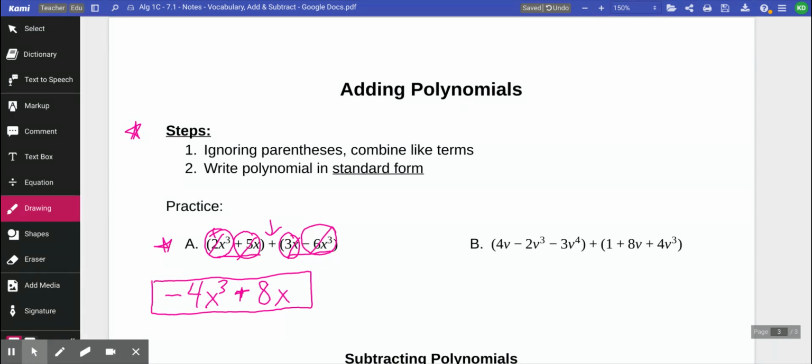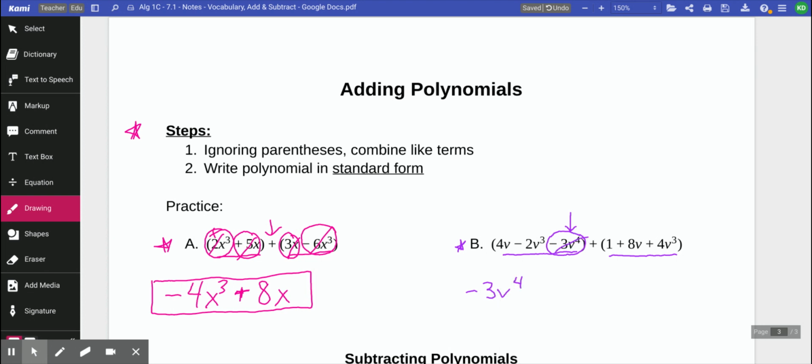Okay, let's look at our next one. Same idea. 4v minus 2v to the third minus 3v to the fourth. That's all my first polynomial. Plus 1 plus 8v plus 4v to the third. That's my second polynomial. So again, let's find our biggest exponent. And our biggest exponent is this one right here. So we have negative 3v to the fourth plus nothing, right? We don't have anything to combine that with, so we're just going to put that one first.